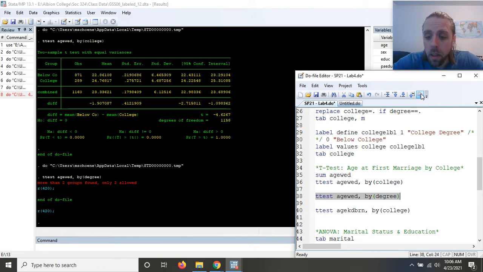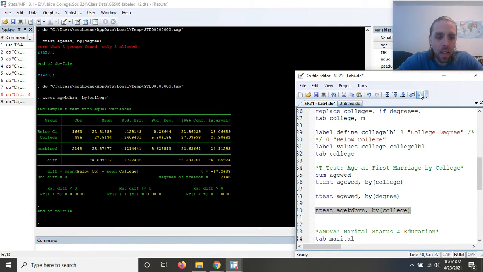Well, the degree variable has 5 different categories. We cannot use that for a t-test. A t-test is 2 means and 2 means only. So last one I'll show you. T-test, age kid born, comma, by college. I'll run that. And now I'm curious if there's a difference in age that you have your first child, whether or not you've been to college or not.